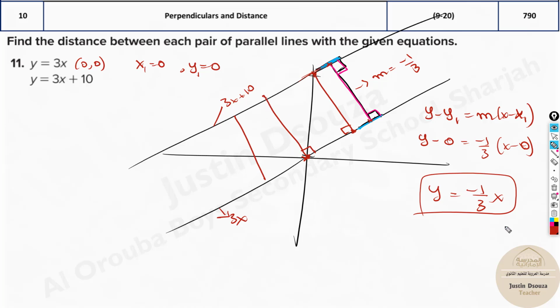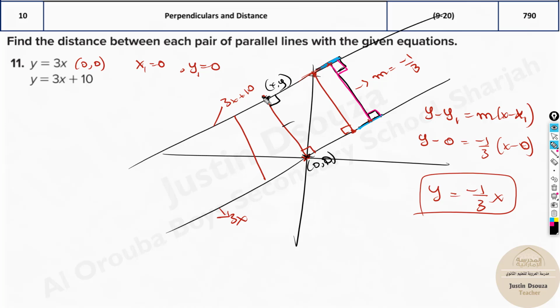Now I need to find this point of intersection over here. Can you see this point? I have to find this point of intersection. I have no clue, but I know the equation of this line. Once I find this point of intersection, x and y, I can use the distance formula and find the distance between them. But what is this point?